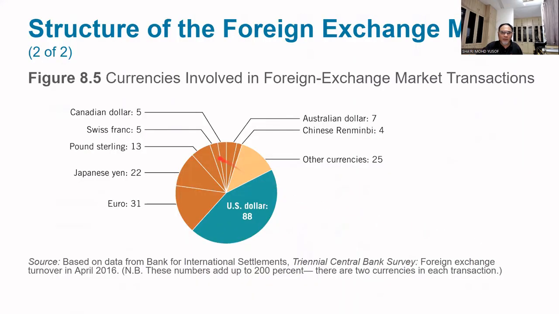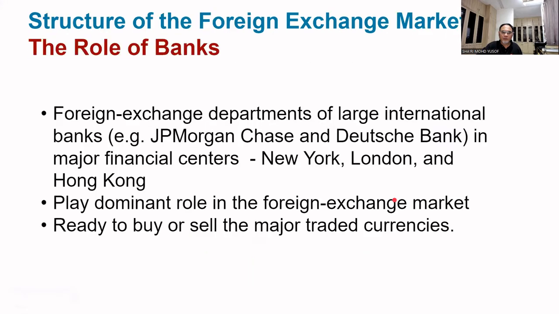Money keeps on moving. So 88% is US dollar, Australian dollar 7%. So these are the currencies involved in the foreign exchange market. Well, Canada 5%, Swiss franc 5%, pound 13%, Japanese yen and so on. Euro 31%. Right, so this is based on data from the Bank for International Settlements. So it's huge.